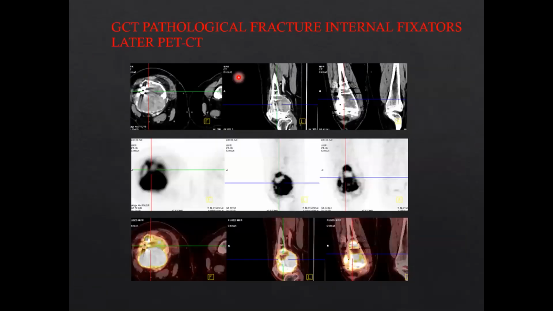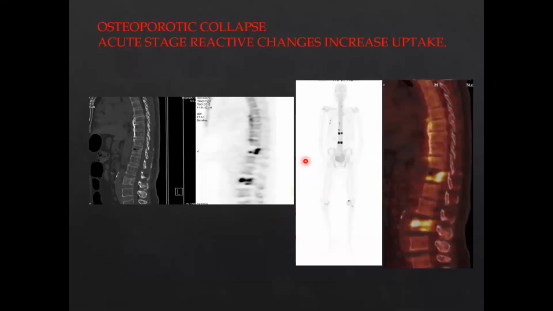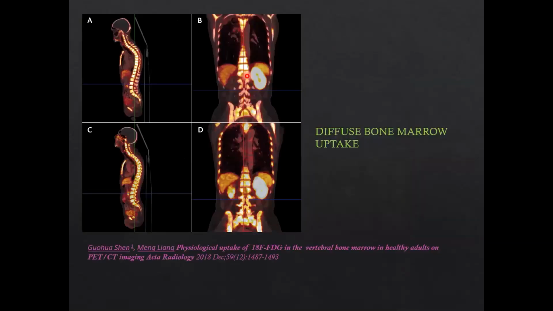So, GCT, pathological fracture, internal fixators. This case I have already shown you. Osteoporosis, nothing, unless and until it is an active collapse, it will show an uptake. Passive collapse, chronic collapse will not show the uptake. So, that is one of the aspects by which PET can give some sort of information about infection. Diffuse marrow uptake in the body, diffuse increased marrow uptake, can be reactive or it can be post chemotherapy where systemic medication has been given.